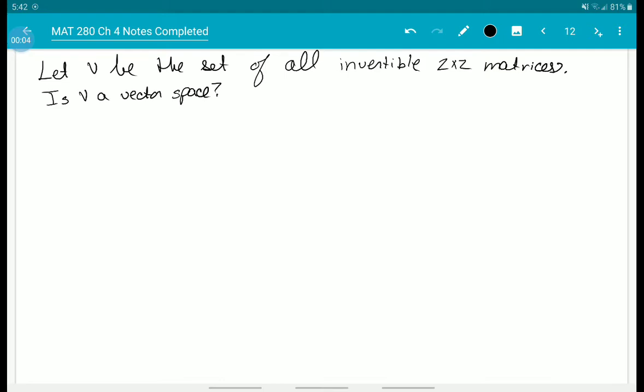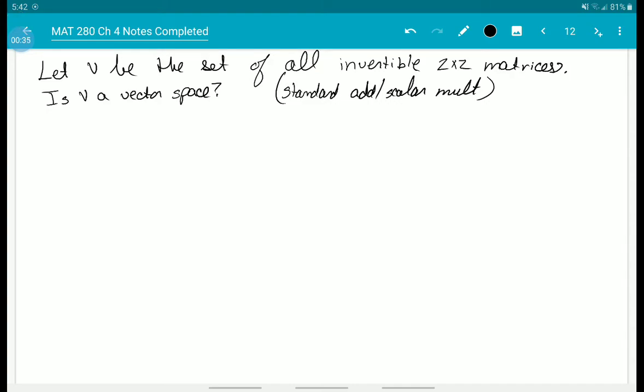So let's look at a matrix one where we have some specific stipulations on what our matrices will look like. We're going to let V be the set of all invertible 2 by 2 matrices. We're going to use standard addition and scalar multiplication for this. So we're not changing any definitions, but we're asking, does this produce a vector space?